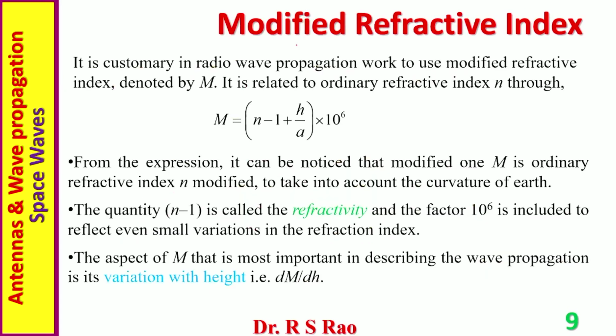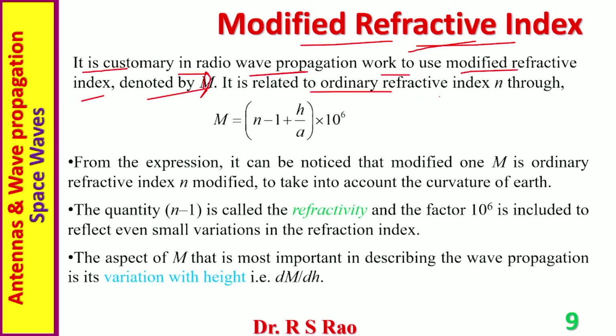We introduce another parameter, modified refractive index. We know something about refractive index. It is modified so that modeling of the troposphere becomes easy. Space wave paths become more easily traceable. For that purpose, refractive index has been modified. The resultant one is called modified refractive index. It is customary in radio wave propagation work to use modified refractive index denoted by capital M.